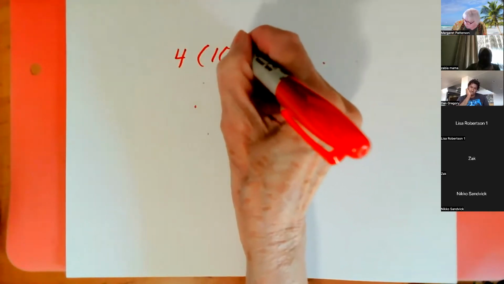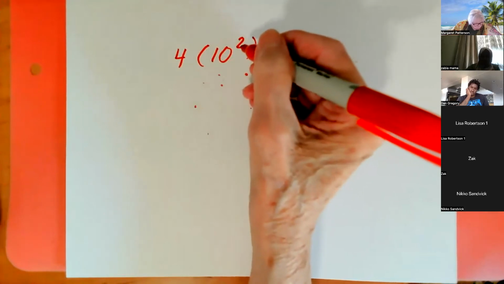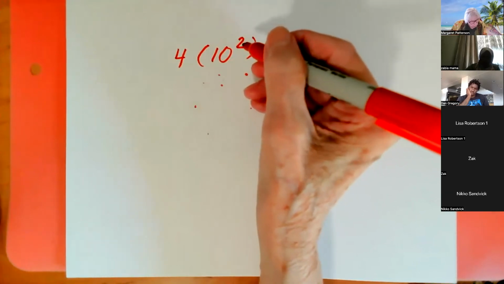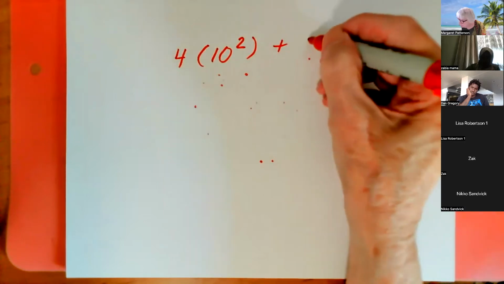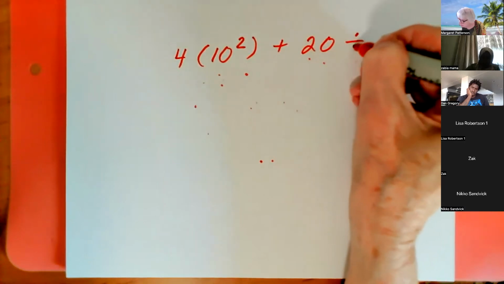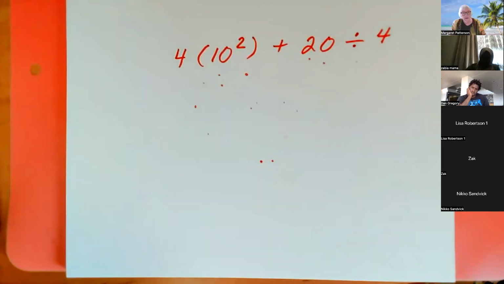Parentheses, 10 squared, plus 100 divided by 4.